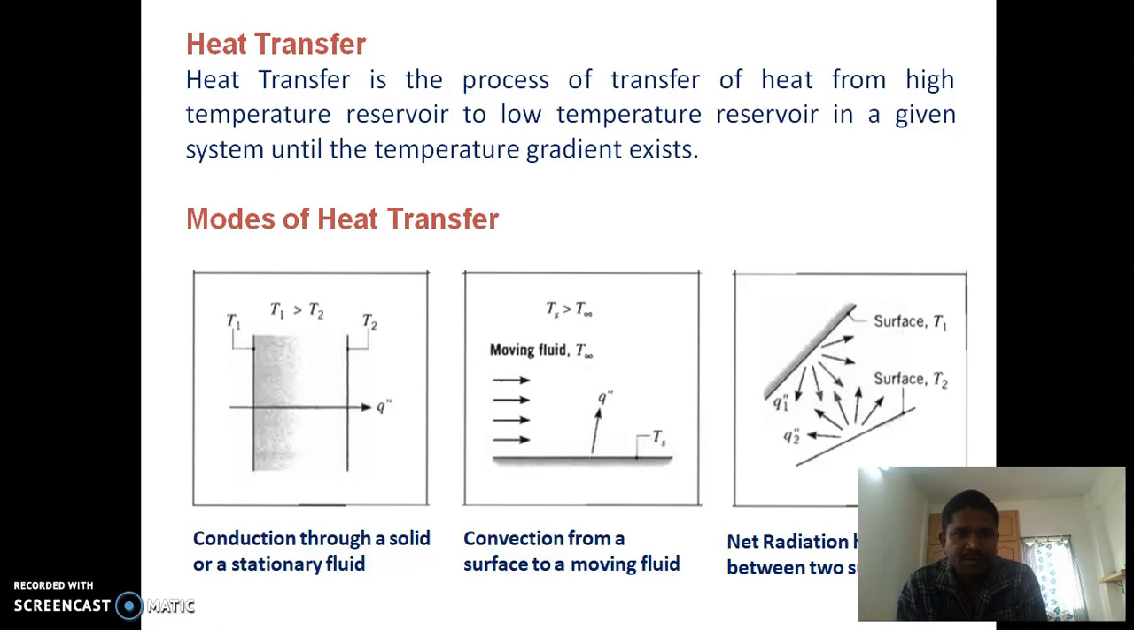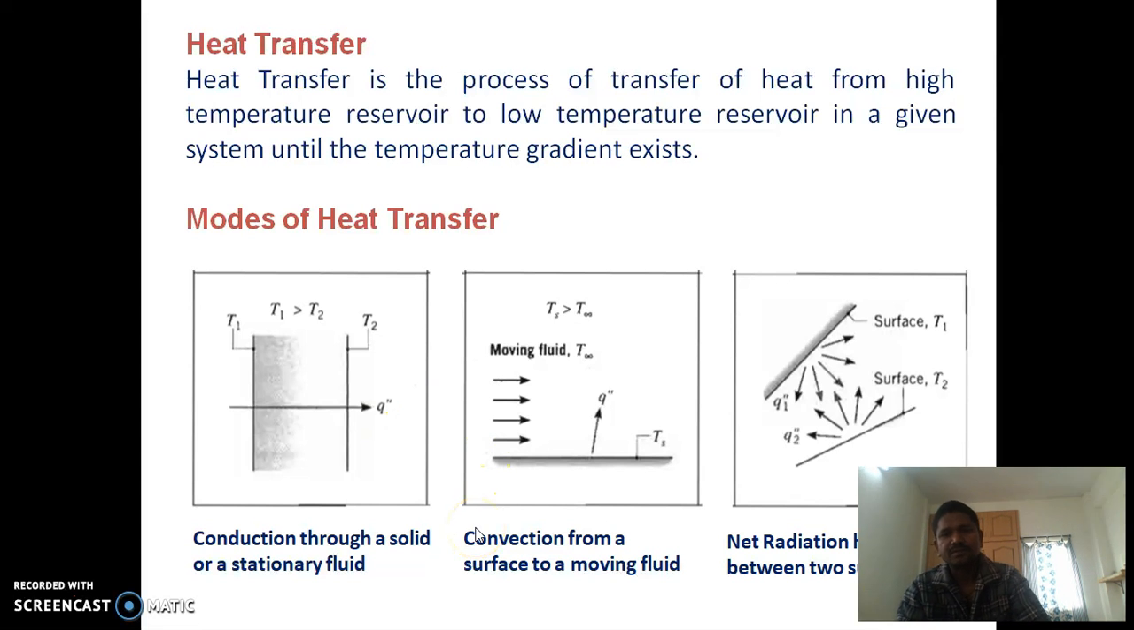Okay, let us see what are the modes of heat transfer in our daily life. There are three types of heat transfer, three modes of heat transfer. One is conduction, two is convection, third one is radiation. In conduction, heat is transferred from higher temperature to lower temperature in a solid or a stationary fluid. Let us see, there is a higher temperature on left side, lower temperature on right side. There is transfer of heat occurs.